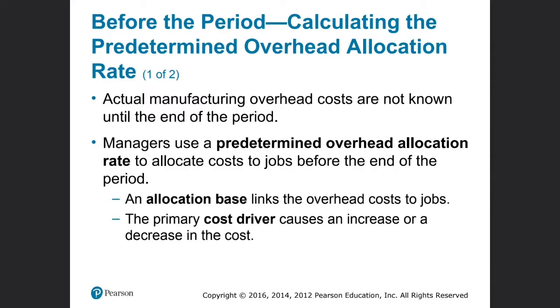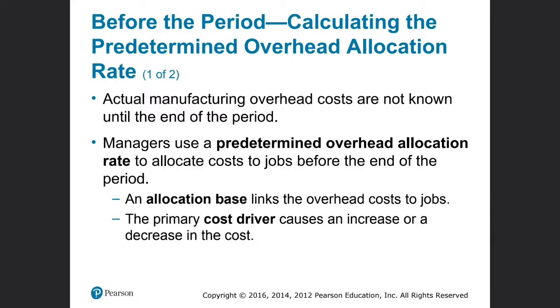Before the period, calculating the predetermined overhead allocation rate. So we have actual manufacturing overhead costs. They're not known until the end of the period, which is most costs. When you think about your power bill or your water bill, normally those are not fixed. Normally you're charged based on what you used.